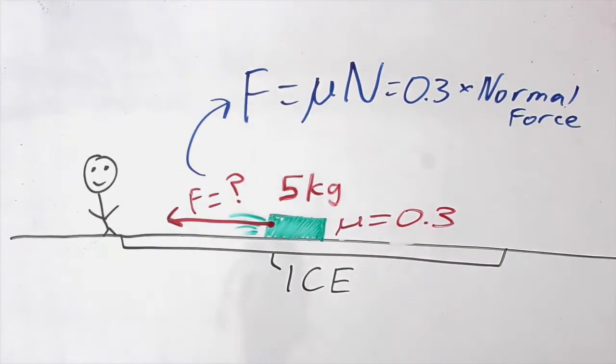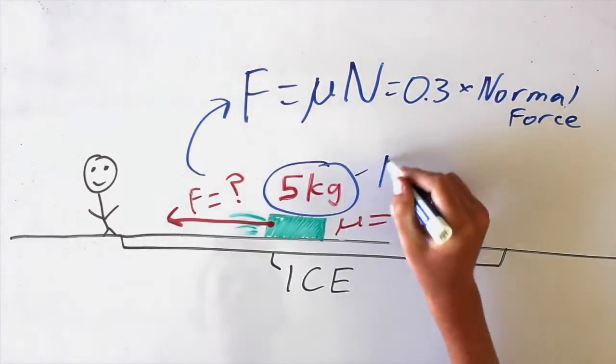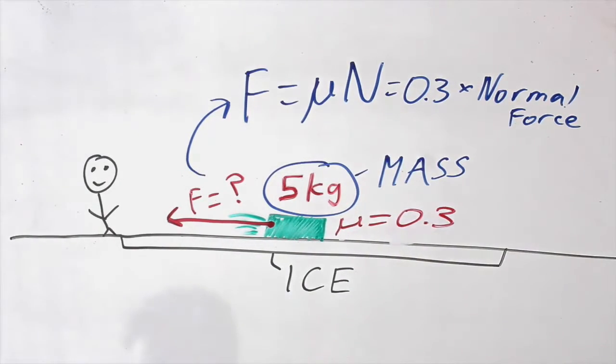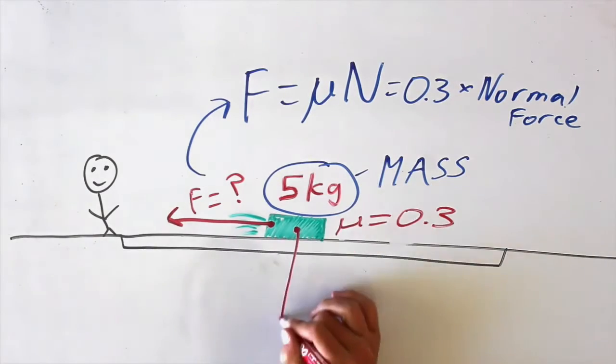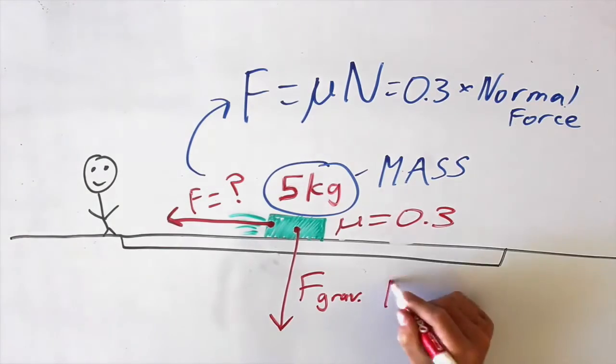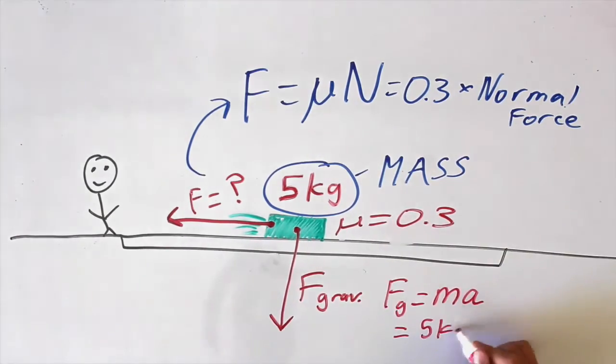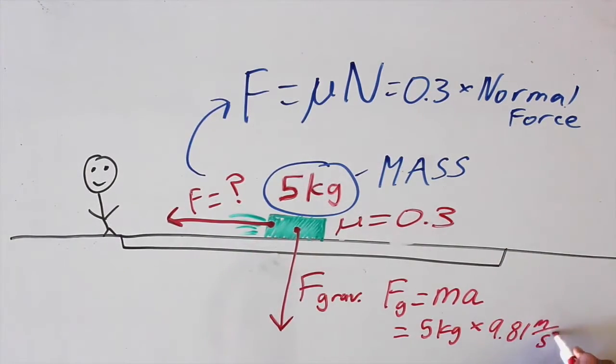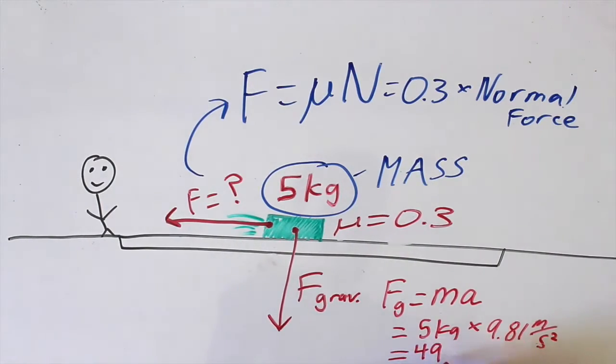But remember, 5 kilograms is a mass, not a force. So first we will have to find the resulting force due to gravity. And you find the force of gravity, or the weight, by multiplying the mass by the acceleration, or 5 kilograms times gravity's acceleration, which is 9.81 meters per second squared, which turns out to be 49.05 newtons.